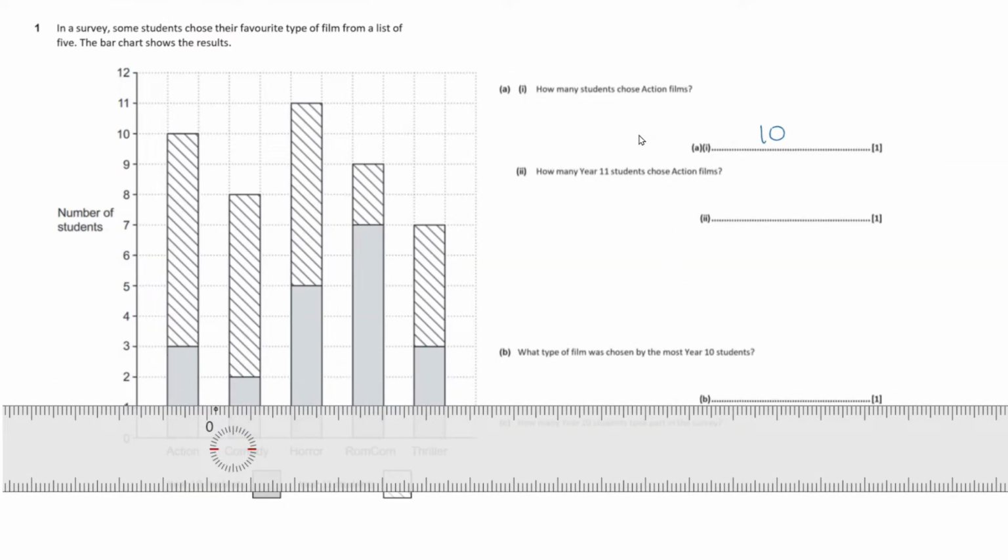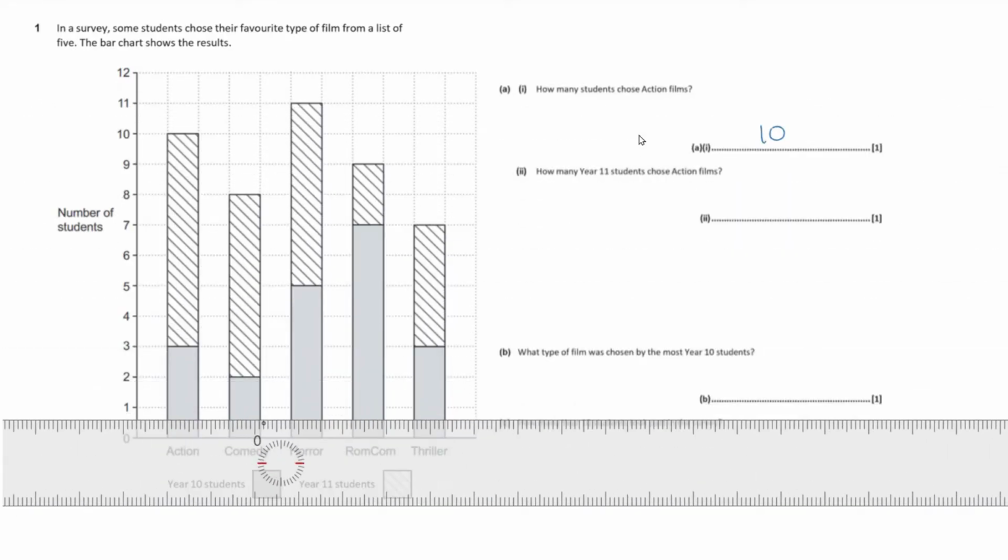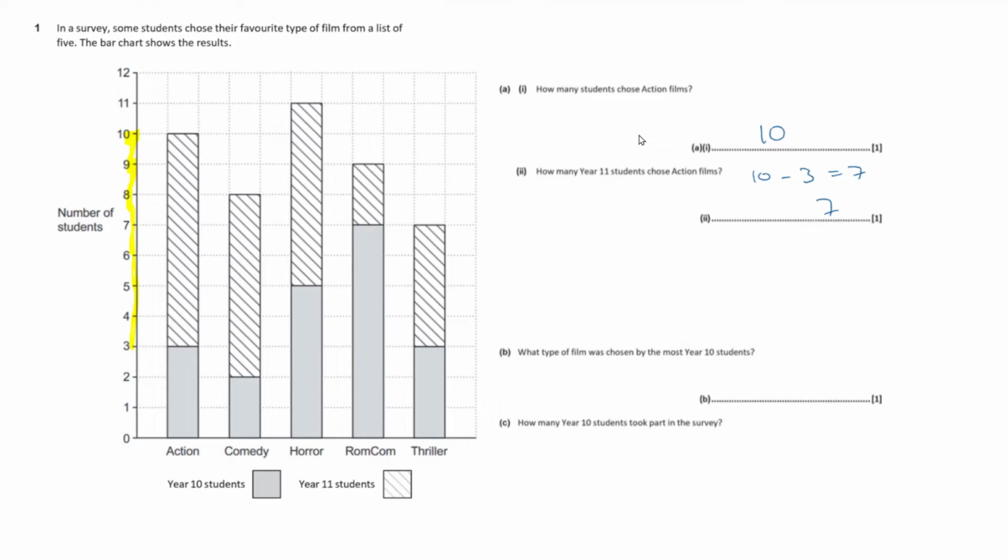Part 2 says how many year 11 students chose action films? So year 11 students are the stripy ones. You can see the bar starts at 3 and goes up to 10. So how far is it from here down to here? Well, 10 subtract 3 is 7, isn't it? So it's going to be 10 subtract 3 equals 7 students. So that's my answer there. What type of film was chosen by the most year 10 students? So which is the highest bar for year 10? I think it's this rom-com one, isn't it? So that's rom-com.